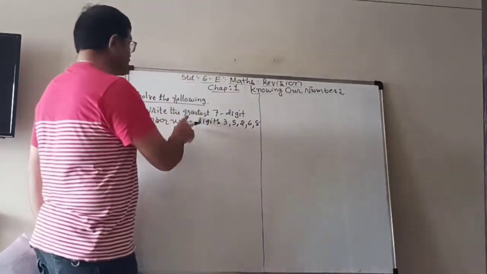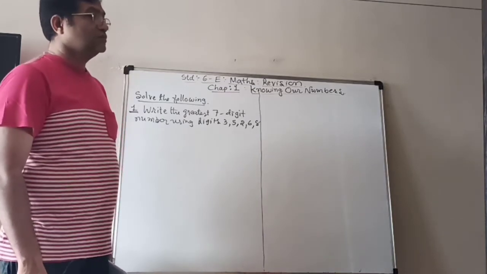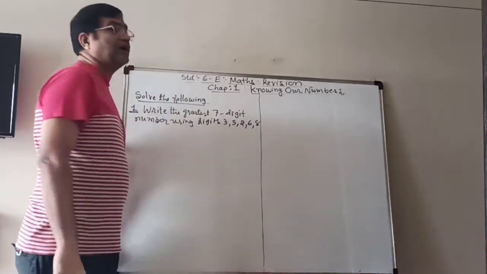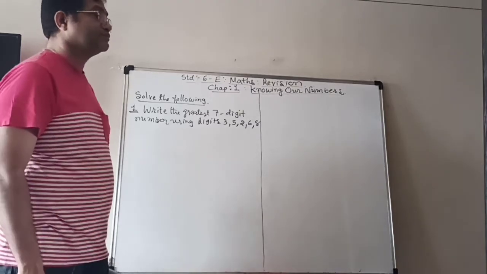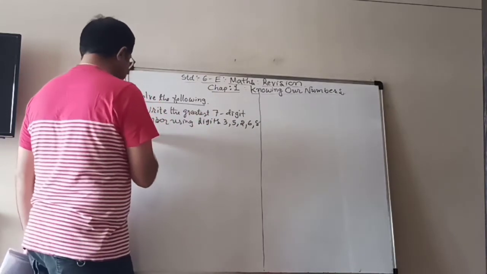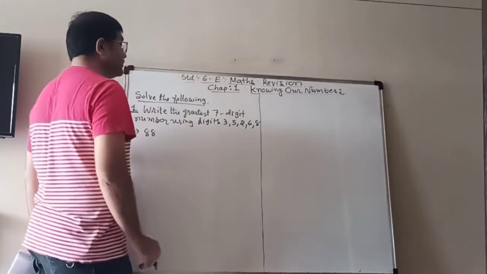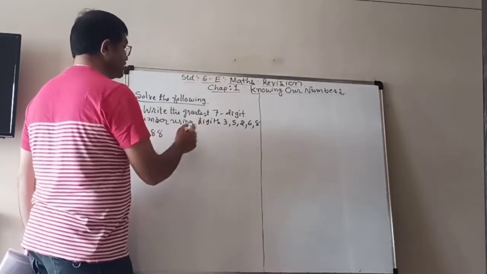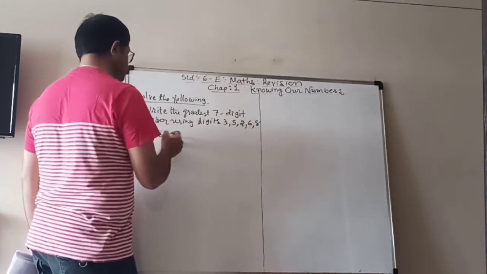Now we have to write down the 7-digit number, and we are given only 5 digits. It means that one digit we can use more times. So if you want the greatest, then which is the greater number? 8. So we can start from 8. We can repeat it 3 times so that we can have the 7-digit number. Then 6, 5, 3, 2.